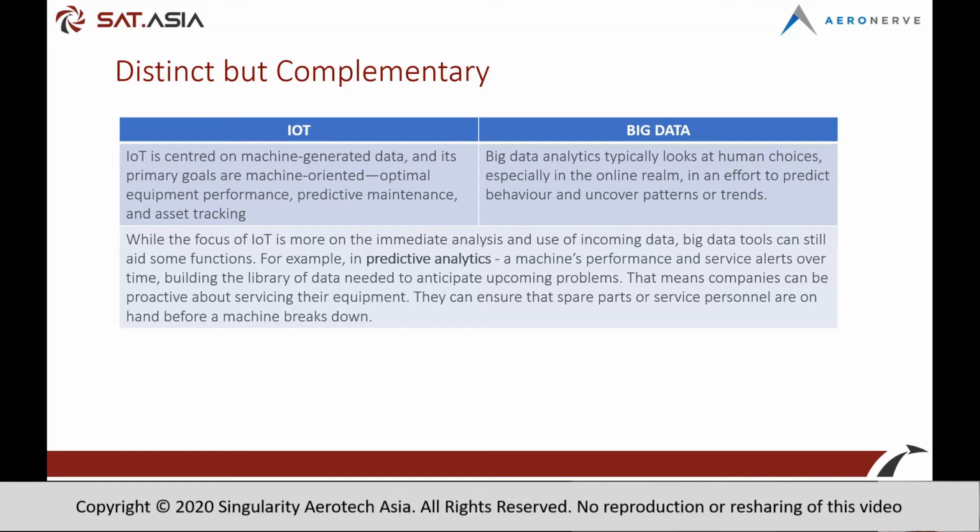But while you are looking at real time, you are also collecting all that data in a library, and later you do big data analytics in order to anticipate upcoming problems. What that means is that these companies can now be proactive about maintaining their equipment. They can ensure spare parts or servicemen are on hand before the machine breaks down, because when the machine breaks down it is normally already too late. You will have downtime, and you will affect your production and your service to your customer.